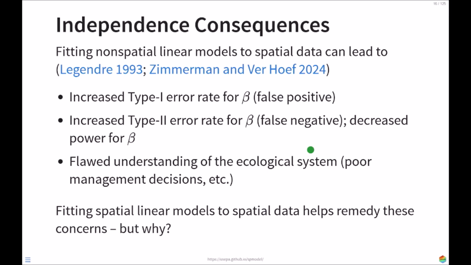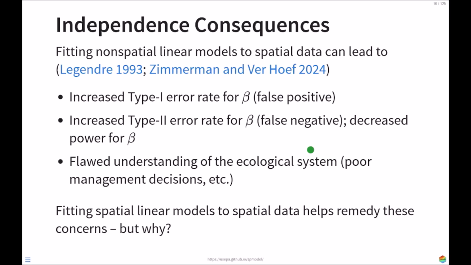So fundamentally, fitting non-spatial linear models to spatial data can lead to a few negative consequences. First, increased type 1 error rate for beta, or false positives, so rejecting when there is actually no signal. This was the first example with beta 1. As well as increased type 2 error rates for beta, a false negative. This would be the second example. Synonymously, you could say decreased power would be the same thing. Importantly, also, this potential incoherence in our true correct decisions for beta can lead to a flawed understanding of the ecological system, and consequently poor management decisions that result from that.